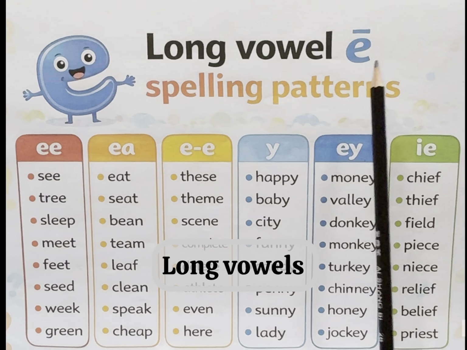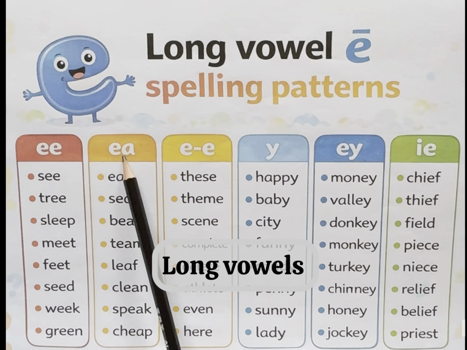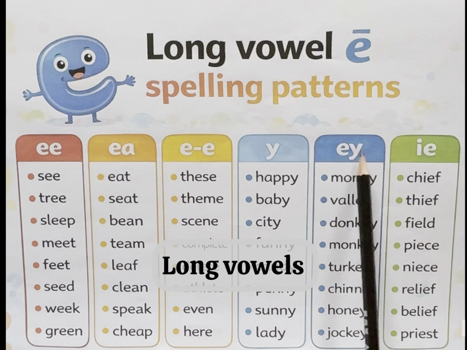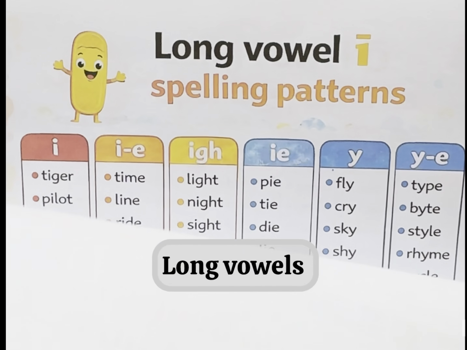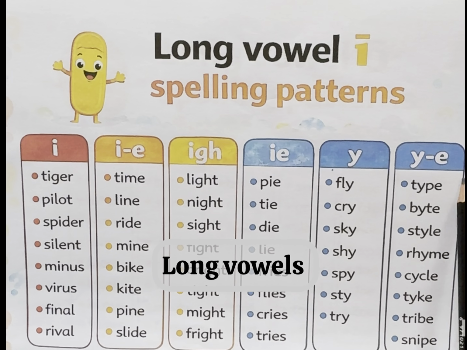So these are all long vowel E with different spelling patterns. Now let's learn long vowel I with different spelling patterns.